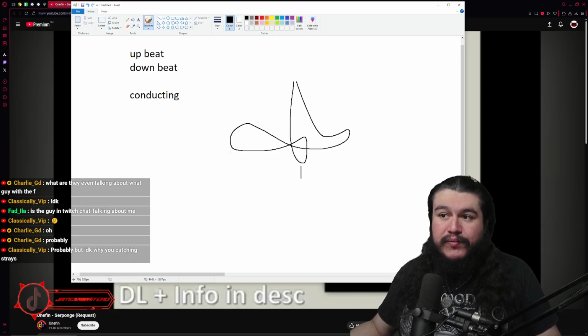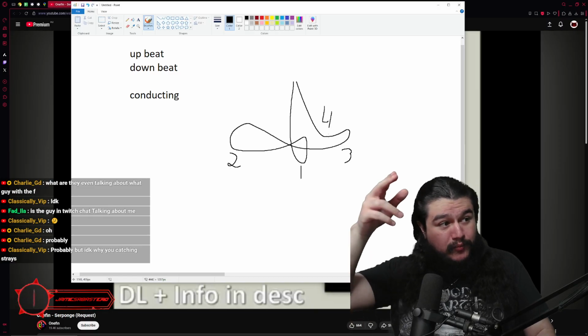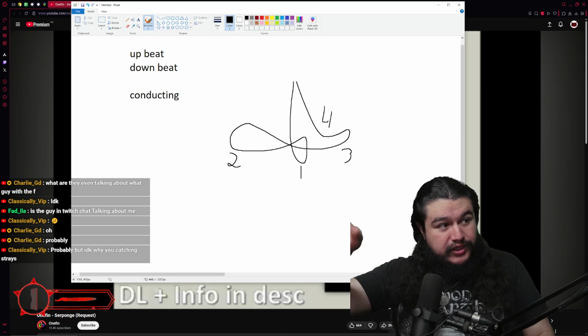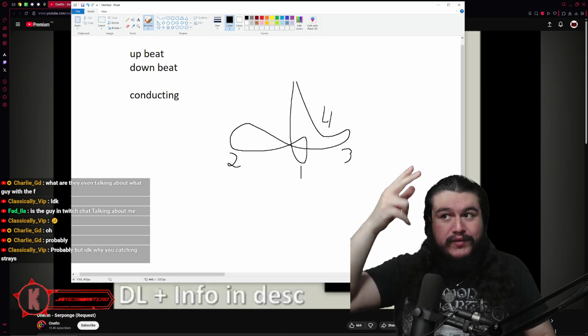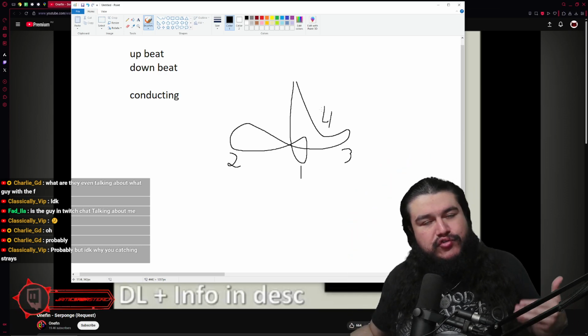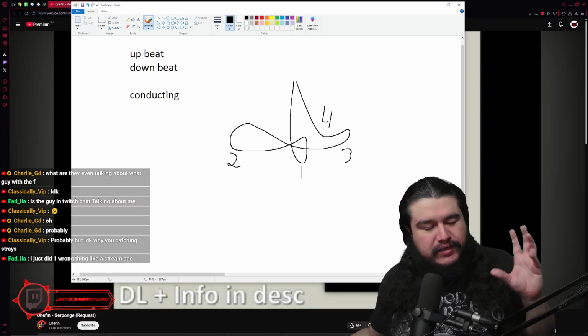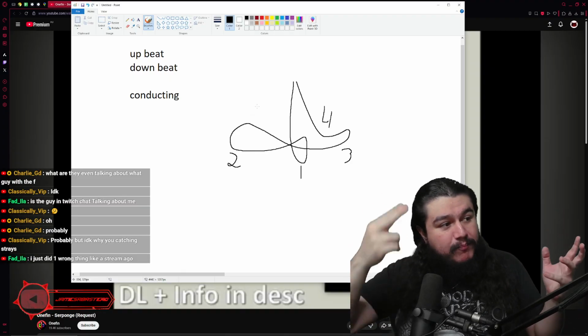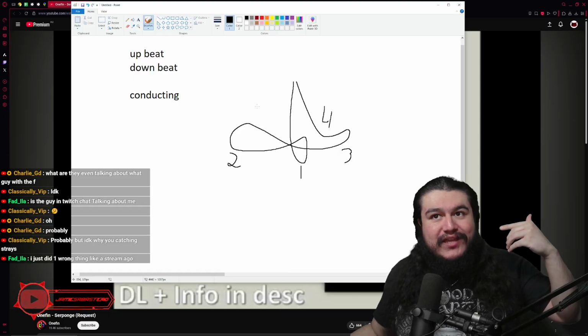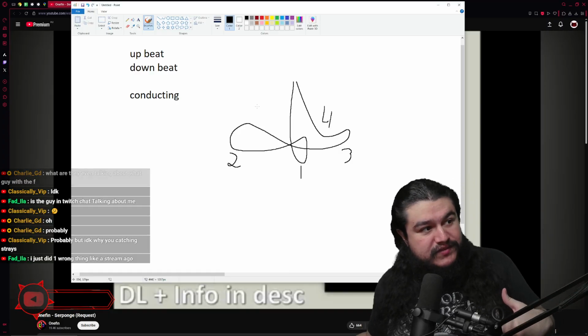Then we have number 2 over here, number 3 over here, and in this case, the upbeat is number 4. Downbeat, 1, 2, 3. Upbeat, 4, going up. And no matter which measures you're trying to get, which time signatures you're doing, the upbeat is always going to be the one before the end of the measure.